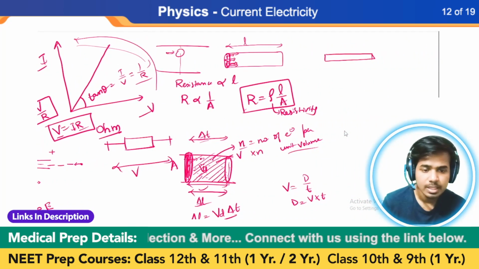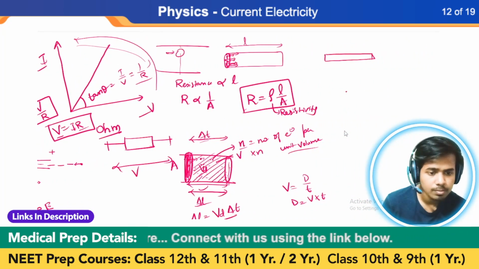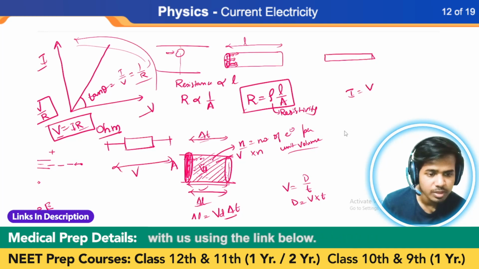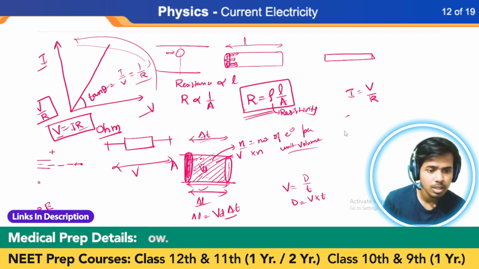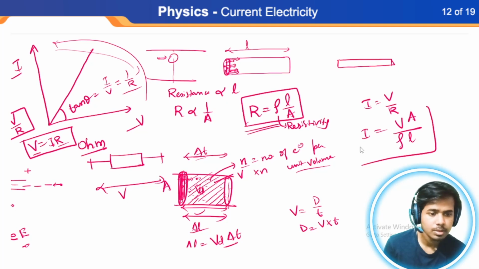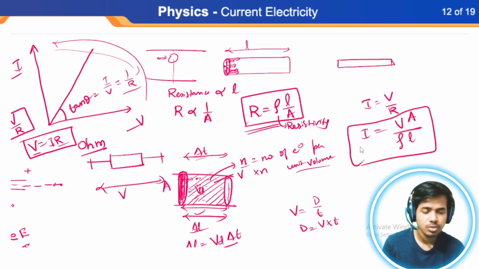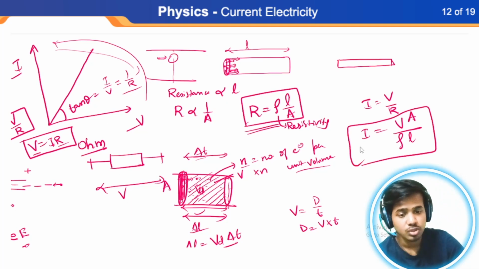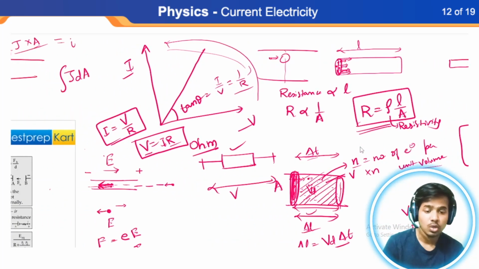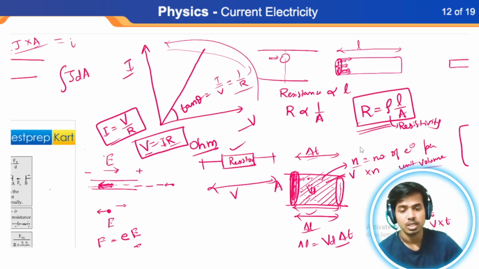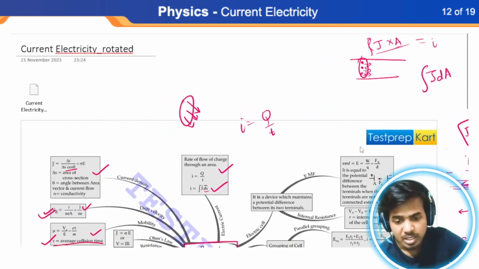So basically I is equal to V by R. If I replace R with this term, it will simply be V by rho L by A. This is going to be the current that flows through this resistor. What we call it a resistor, because it is resisting some current through it. That is trying to pass through it.